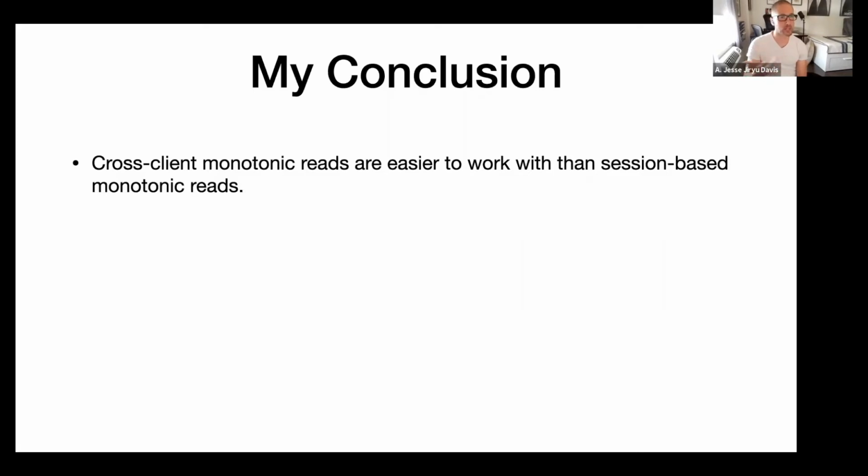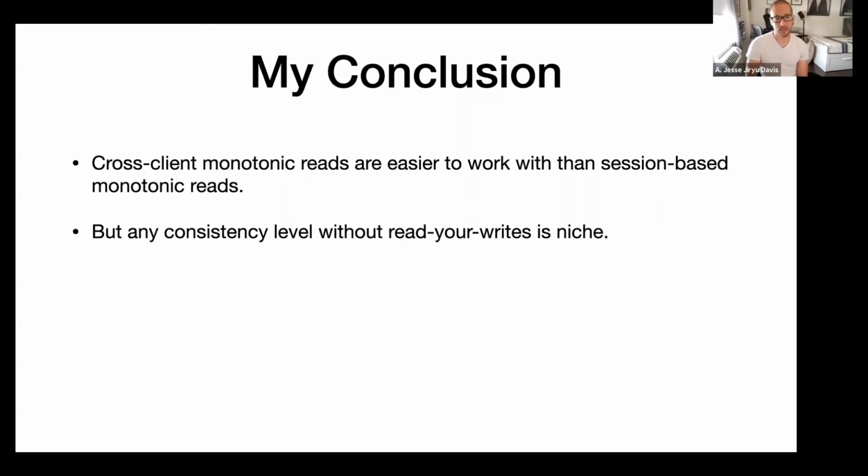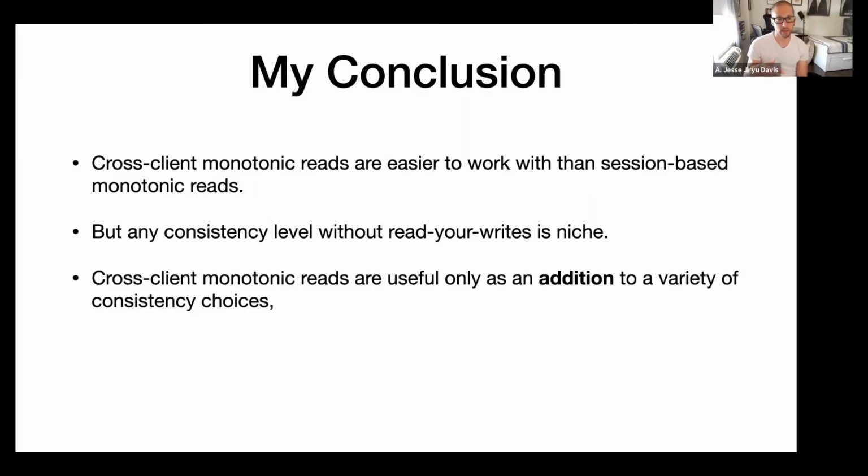Making monotonicity cross-client does seem like an advancement. But I think that any consistency level that doesn't have read your writes is going to be pretty niche. Developers tend to get confused if they do something like insert a key into a list and then they check the length of the list and their insert has not taken effect yet. Since this is a pretty niche property, I think that cross-client monotonic reads are useful only as an addition to a system that already has a variety of consistency choices.